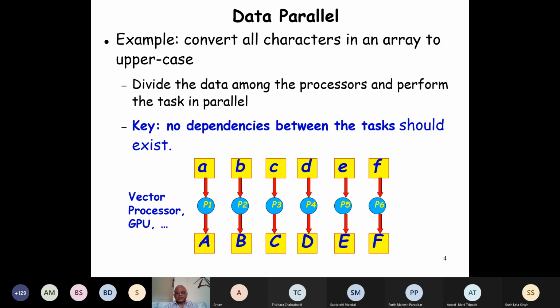There may be different processors P1 to P6, which at the same time do this conversion. This conversion is carried out by different processors. So just see that this conversion from small to capital, the identical work is done by every processor, but they are working on different elements. This is a trivial example, not really practical, but it possibly helps in understanding what is involved in data parallel computation.